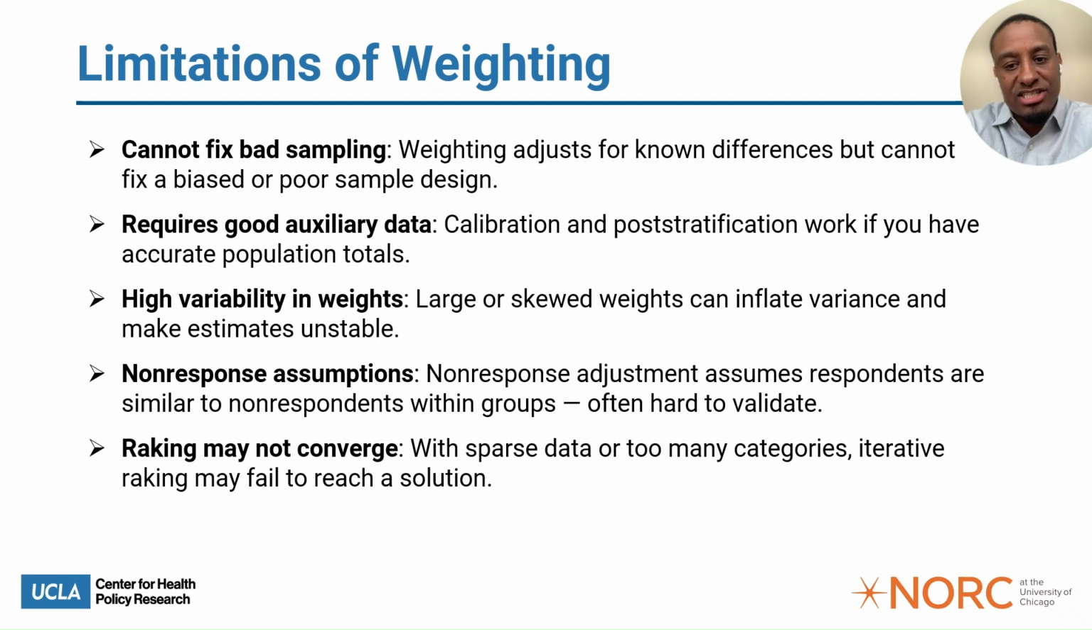Our non-response adjustment rely on a key assumption that within our adjustment groups, the people who responded are similar to those who did not respond. This is often very hard to validate. And finally, with some methods like raking, there are times when the iterative process might fail to converge, especially if you have sparse or too many adjustment categories.